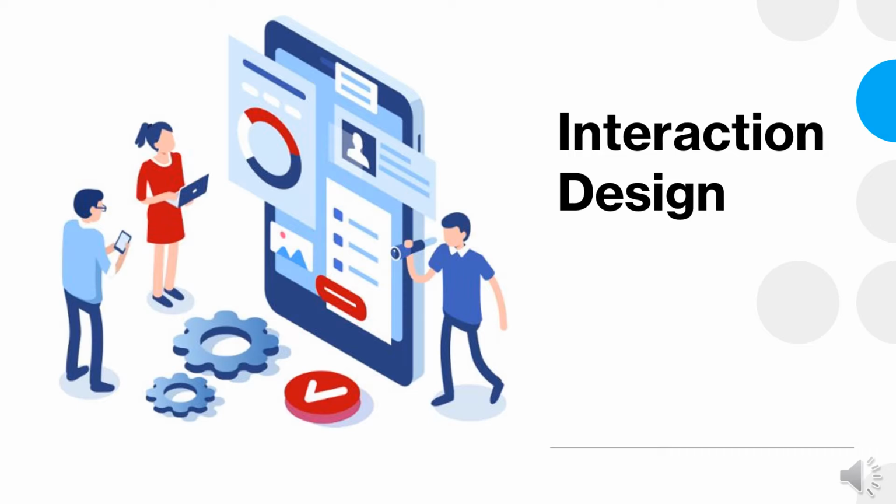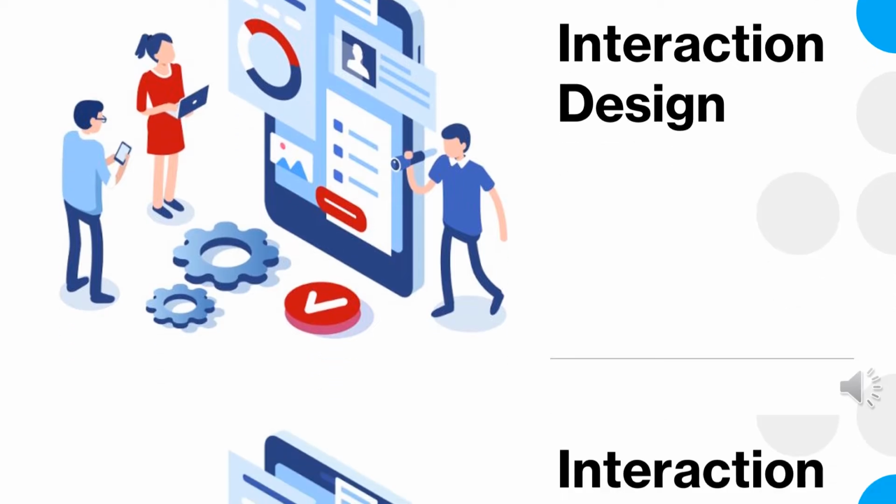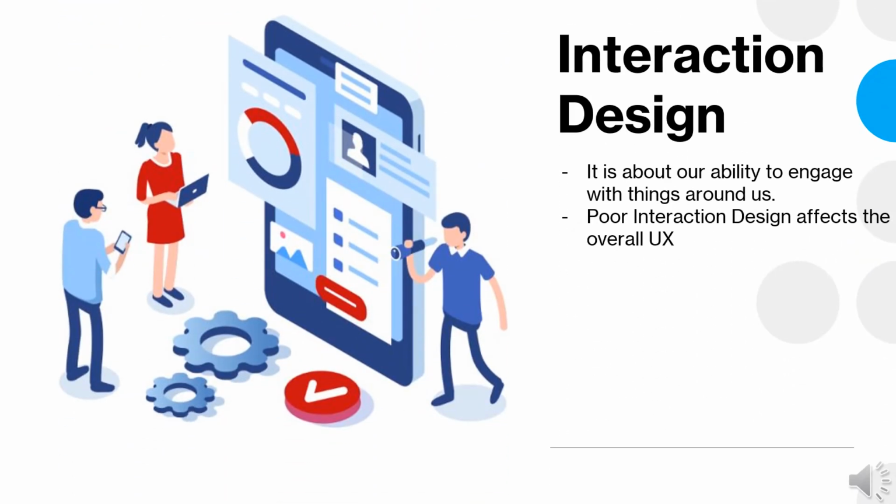In today's video, we'll start the second component that makes up the user interface design, and that is the interaction design. So, what is interaction design? Interaction design in general is our ability to engage with the things around us. When it comes to systems analysis and design, it's basically how users touch something, whether they swipe on the phone, visually something, how they type, etc.